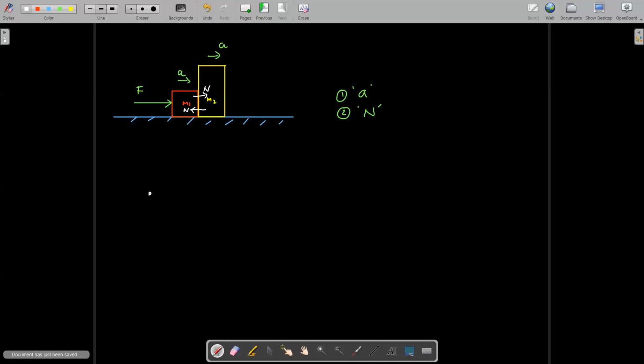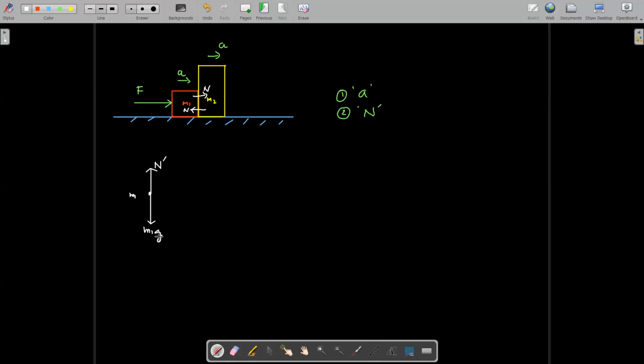For m1, this is m1. Let's denote all the forces, for the sake of it. Okay, m1g downwards, right? And then you have a normal reaction acting on m1 by the surface. That causes a normal reaction. Let's take it as N dash. We took this one as N, so this one should be different, right? So let's take it as N dash.